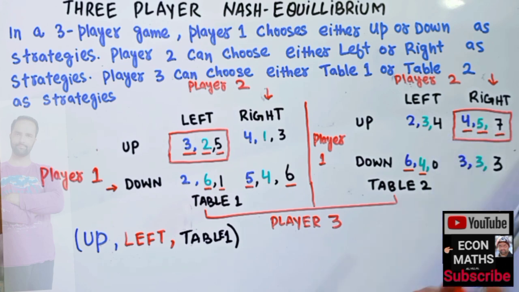Next is 4, 5, 7. And what is this strategy profile? That is, player 1 chooses right. So let's write it here. Right.